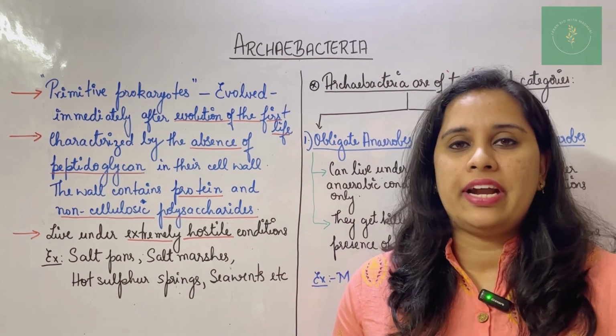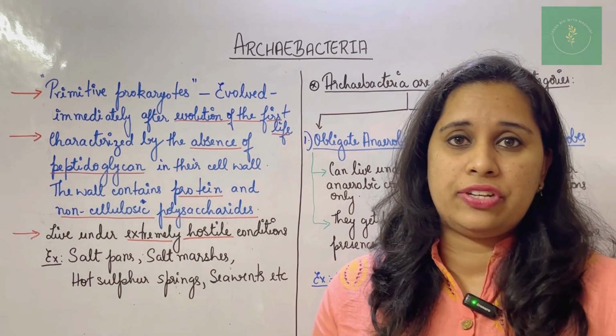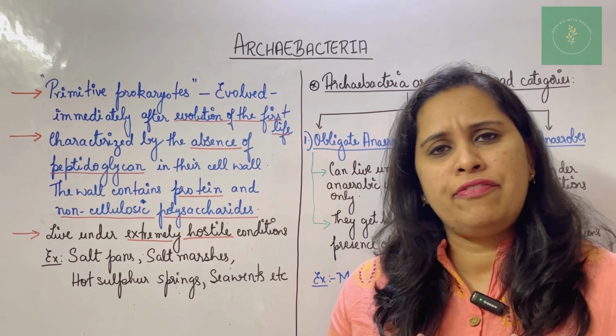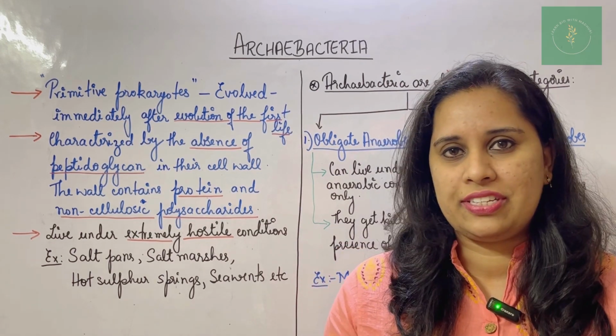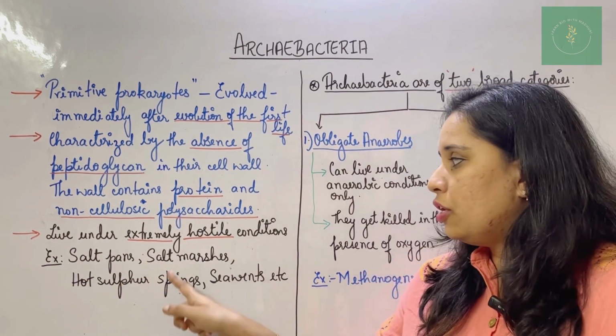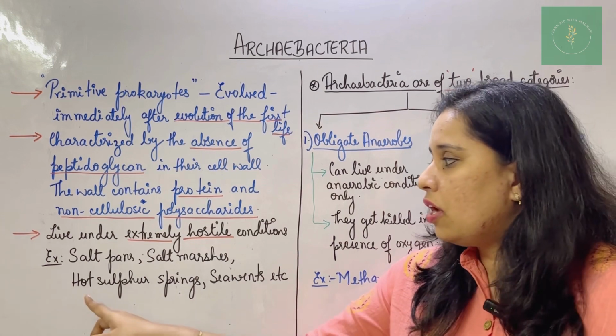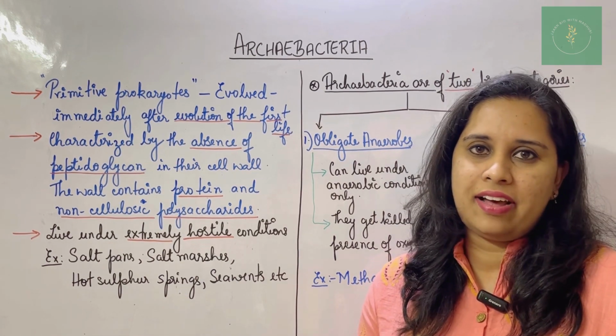Archaebacteria live in conditions which we call extremely hostile conditions. This means very few organisms can dare to live in these conditions. For example, they can live in salt pans, salt marshes, hot sulfur springs, sea vents, etc.